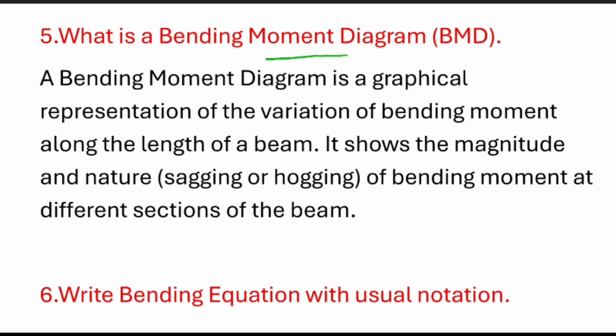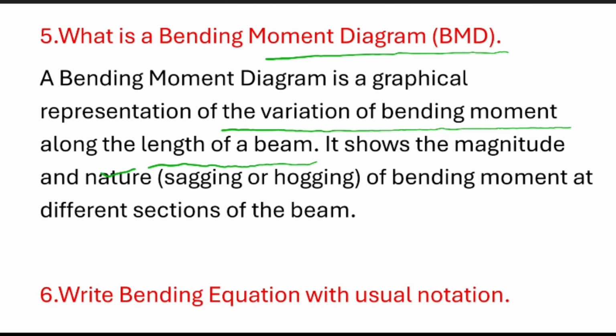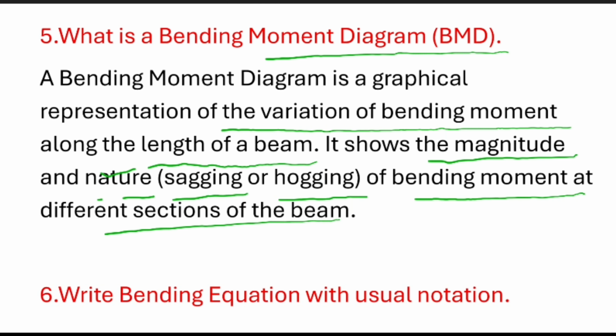Next is what is a bending moment diagram or BMD. It is a graphical representation of the variation of bending moment along the length of the beam. Okay, showing the magnitude and the nature, whether it is sagging or hogging, of the bending moment at different sections of different beams. So bending moment diagram is a graphical representation of the variation of bending moment along the length of the beam.